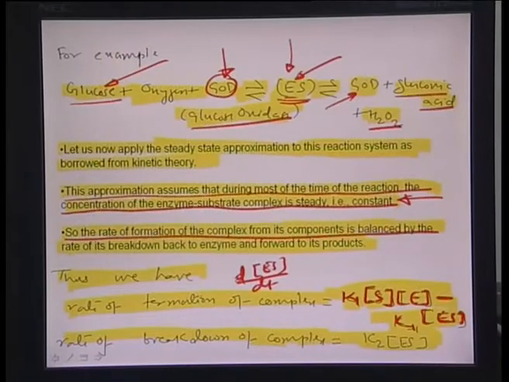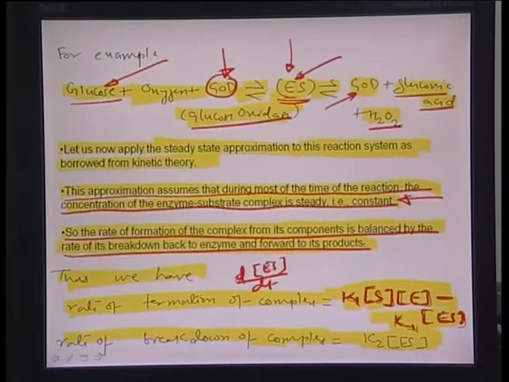Okay. So, if we apply the steady state approximation to this particular reaction system, let us say this enzyme plus the substrate getting into enzyme substrate and then again getting into enzyme and the product. And this really is borrowed from kinetic theory. Under this approximation, it is assumed that during most of the time of the reaction, the concentration of the enzyme substrate complex is steady. That means you have a constant concentration of the enzyme substrate complex, as you can see here. And the rate of formation of the complex from its components is balanced by the rate of its breakdown back to enzyme and forward to its products. Okay. So, essentially there is some kind of equilibrium between the enzyme substrate complex and the enzyme product.